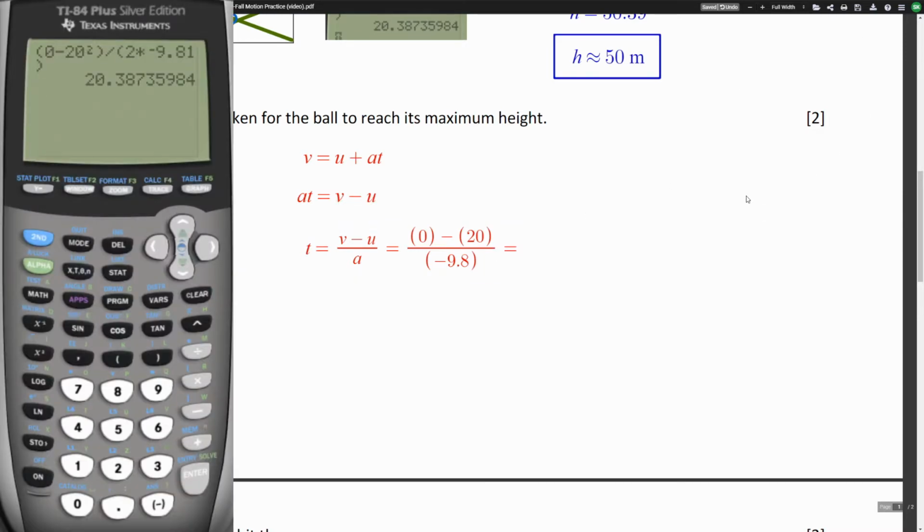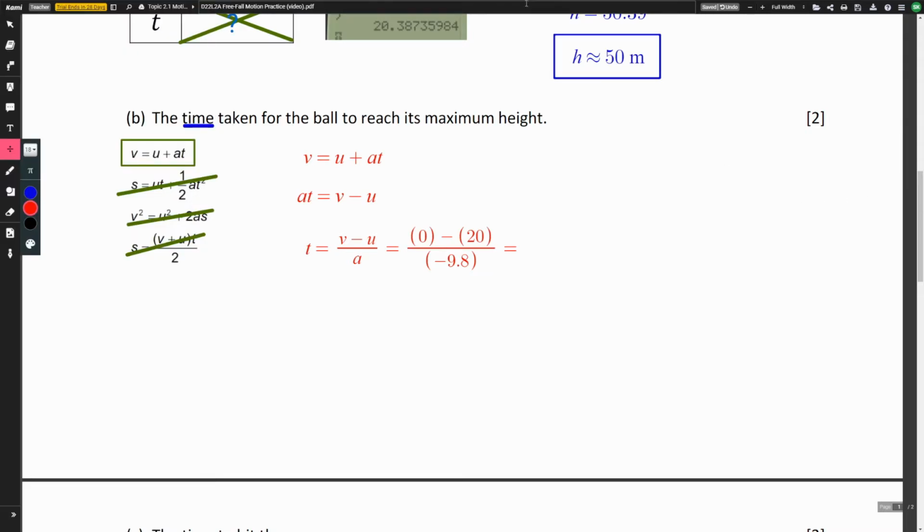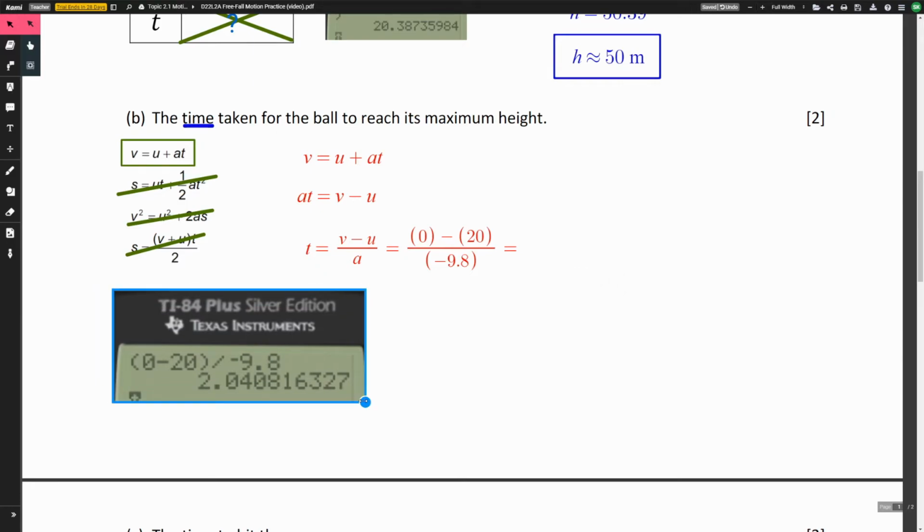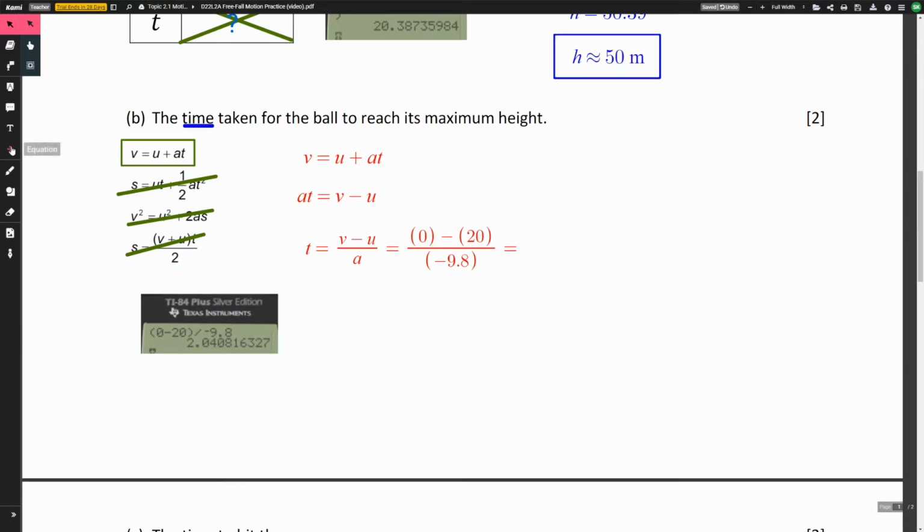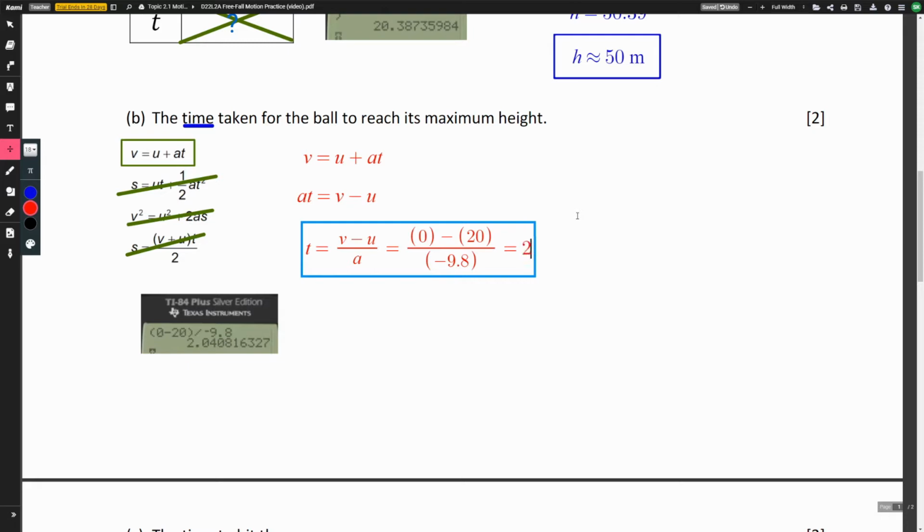We can pull up our calculator one more time and punch these numbers in. Open parentheses, 0 minus 20, that's the top of my fraction, divided by negative 9.8. When we get this time, once again, I'm going to grab a screenshot of my calculator and paste it into the Cami file as a record of my calculations. Let's write out this number, 2.04. What I'm doing here is I'm just writing an extra sig fig.